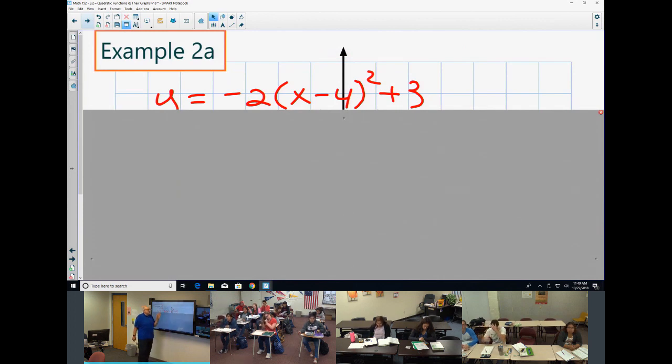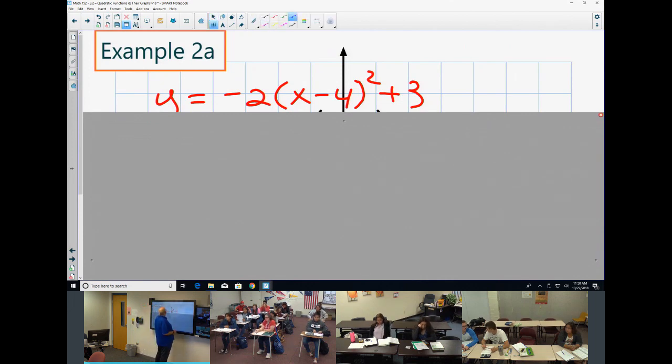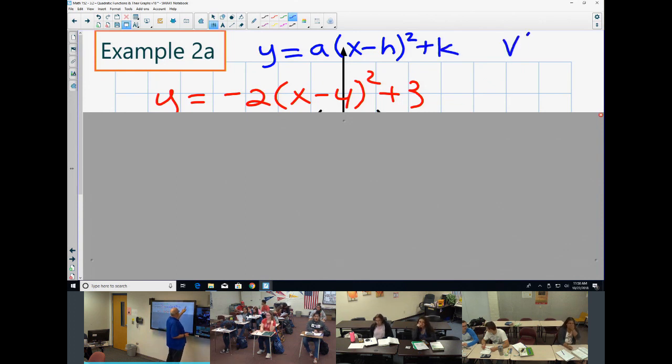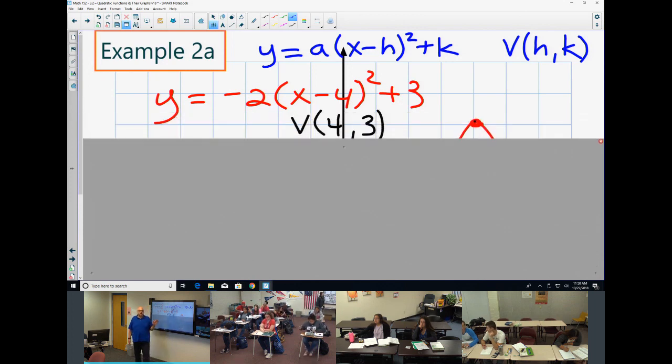All right. So now this problem is already written in vertex form. So let's go back and talk about what vertex form is. When you have y equals a times (x minus h) squared plus k, then the vertex is the point (h, k). So you take the opposite of the number inside the parentheses with the x, and then you just take the number on the outside for the k. So just looking at this, the opposite of -4 is +4, and then 3. So the vertex is (4, 3). Everybody cool with that? All right, next.